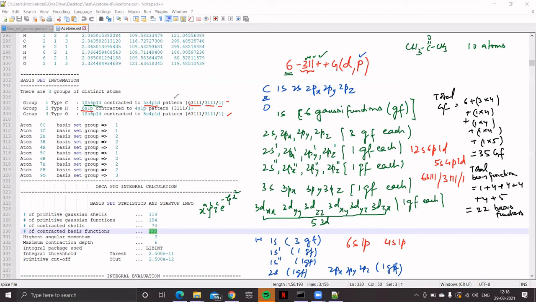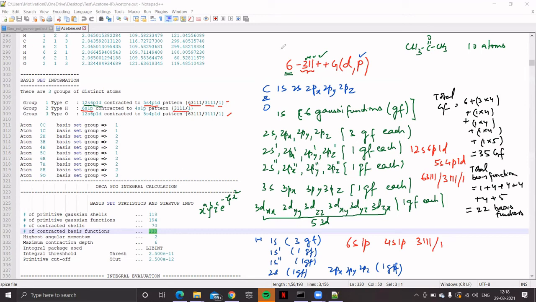And then the way to represent the Gaussian function terminology will be this: S is made up of 3, 1, 1, 1. So this is 3, 1, 1, 1 for S. And for P, it is simply 1.